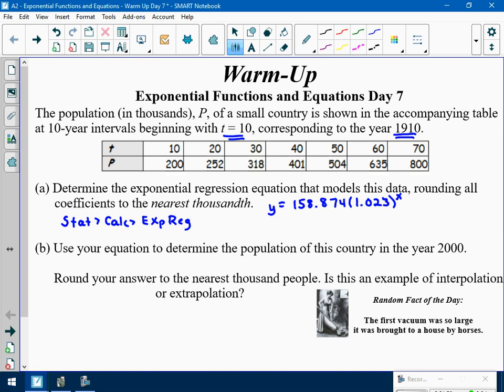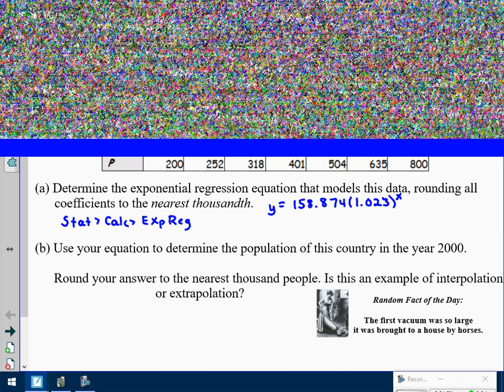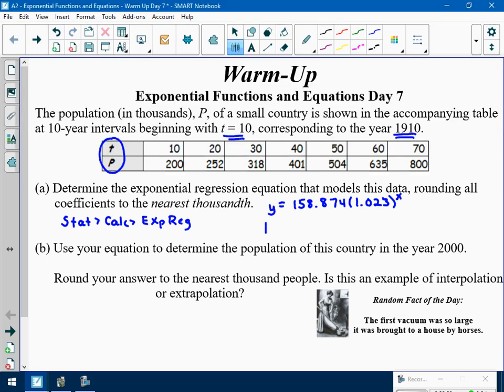How come? Because of the variables they told you. They don't want x and y, they want t and p. So the answer should be P equals 158.874 times 1.023 to the T. And that is your answer. So just watch out for those variables because I know it's easy to forget that.